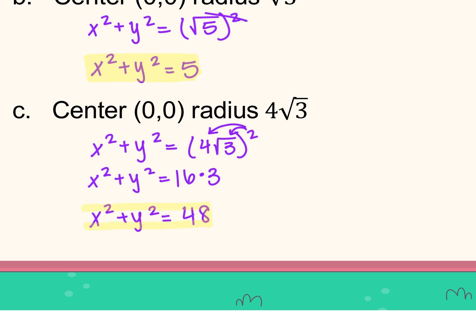Questions on these? Super easy. Again, please remember this is only when the center is at 0, 0.